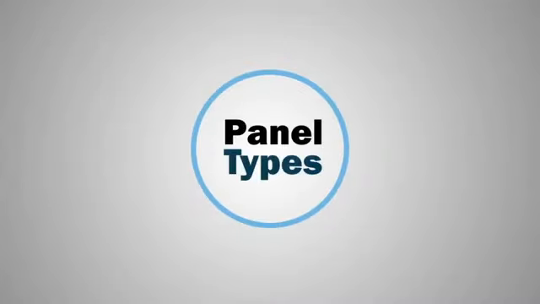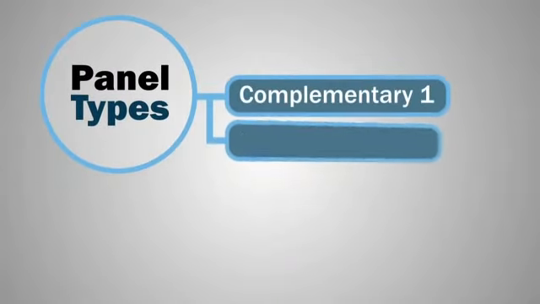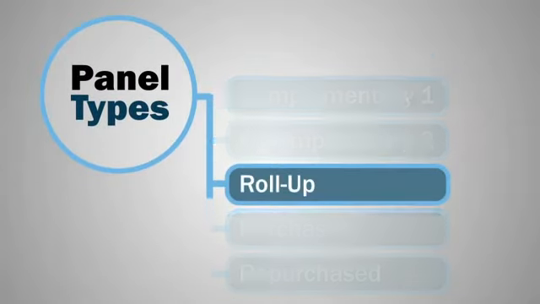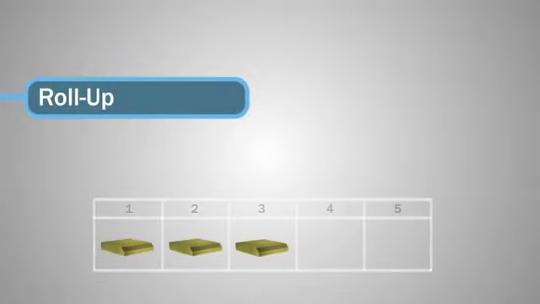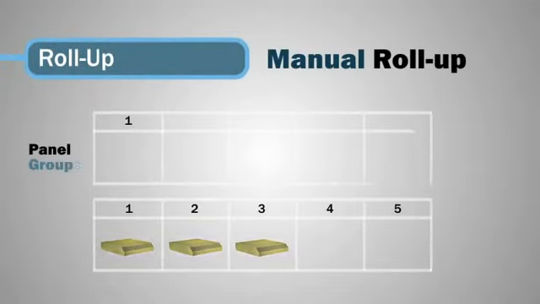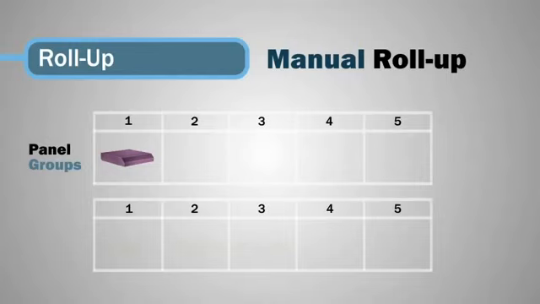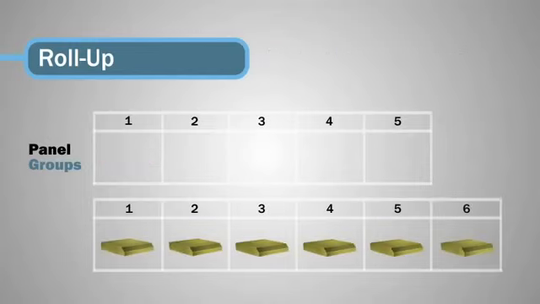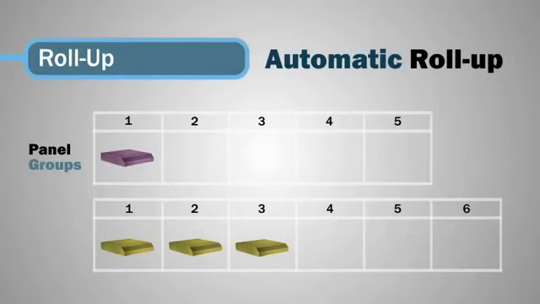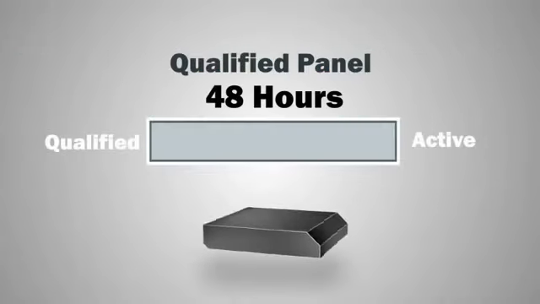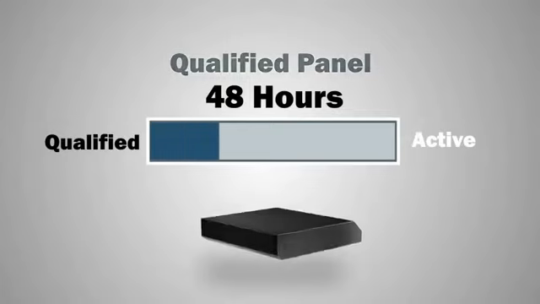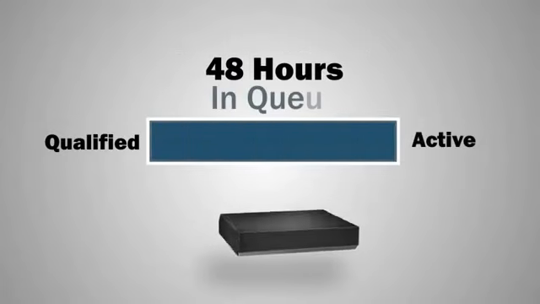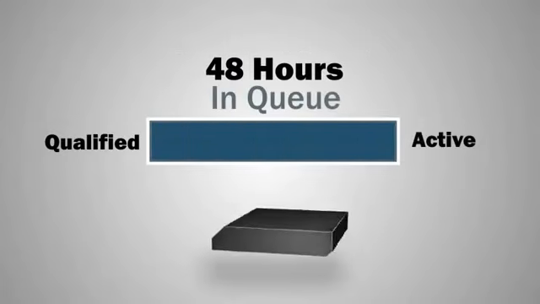This brings us to the next panel type, roll-up. Roll-up panels are established when you take 3 unqualified panels of the same color and manually merge them together into 1 panel in the color group above it. Because of your traffic limit, 3 panels will automatically combine and roll up to the next panel color group once you've reached the maximum of 6 unqualified panels. Once a panel is qualified, there is a 48-hour period before it becomes active. This is known as being in queue.